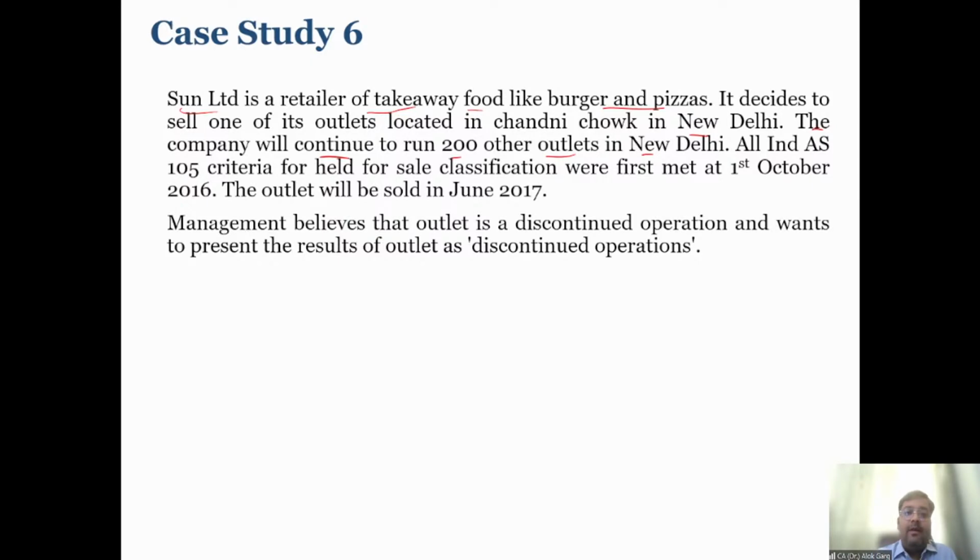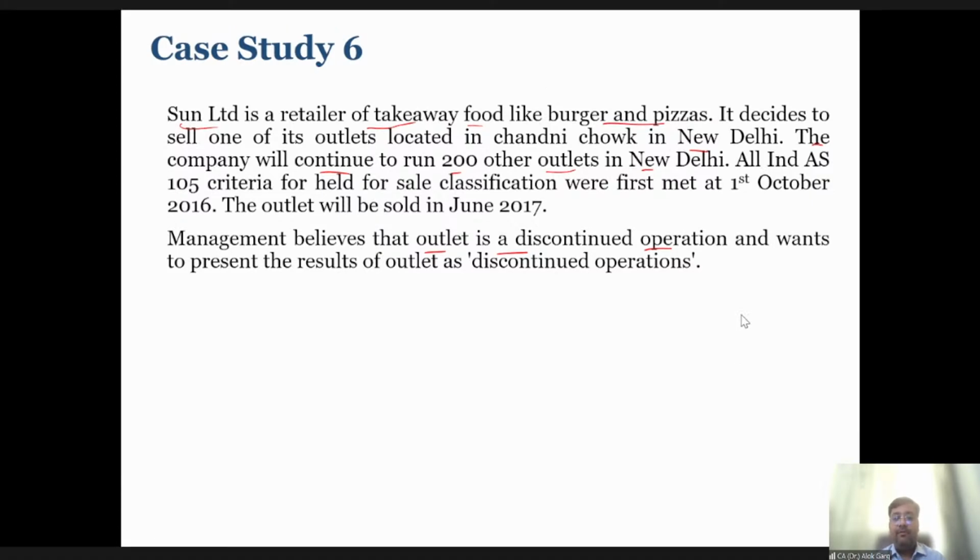Okay, fair. Management believes that the outlet is a discontinued operation and wants to present the results of the outlet as a discontinued operation. Tell me, what is your view? What is your view, guys?